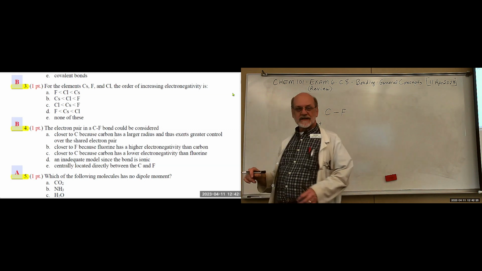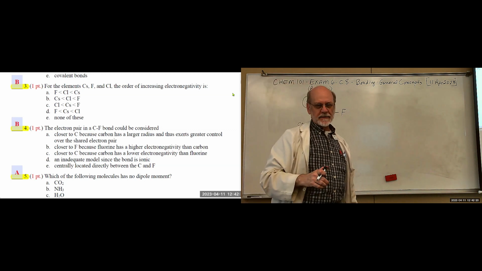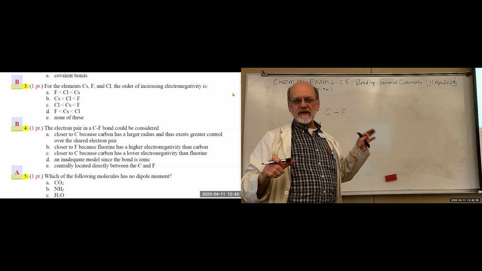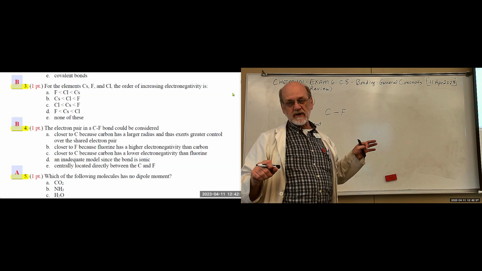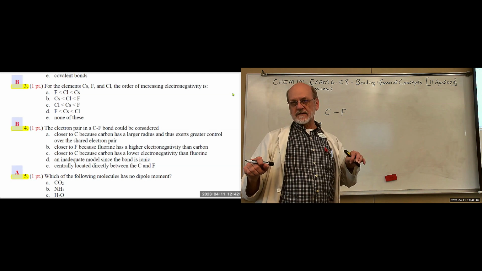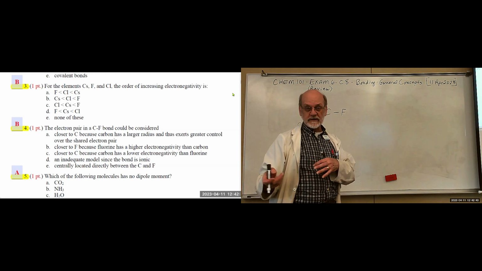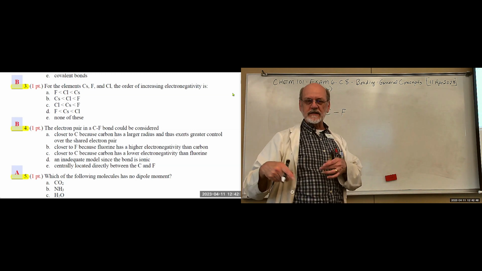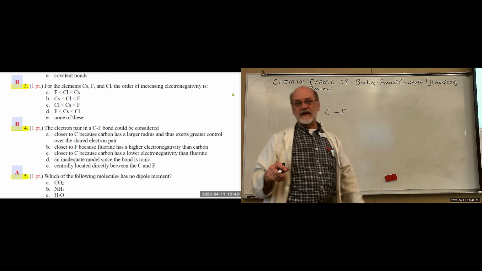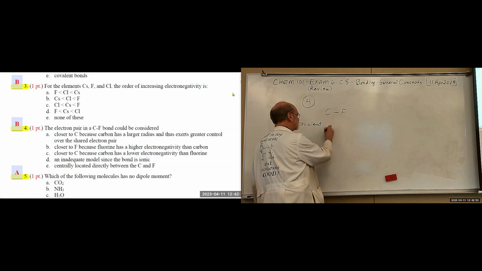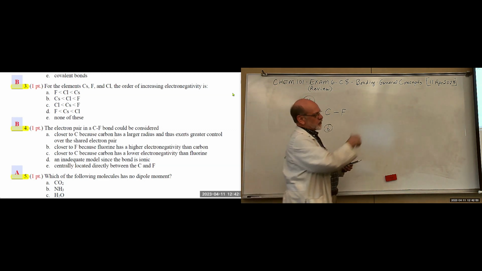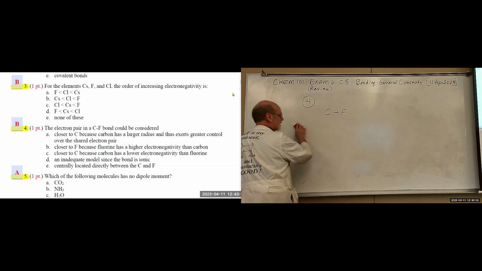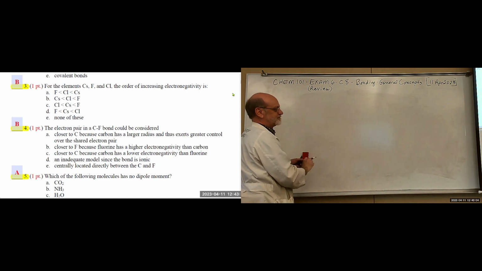Since we're not given the electronegativities, we have to make some assumptions. The electron pair in this bond could be considered A, closer to carbon because carbon has a larger nucleus, or B, closer to fluorine because fluorine has a higher electronegativity than carbon. Okay, we found our answer. And there are no squirrely ones in there like none of the above or two of the above. So once you find your answer, you can move on.